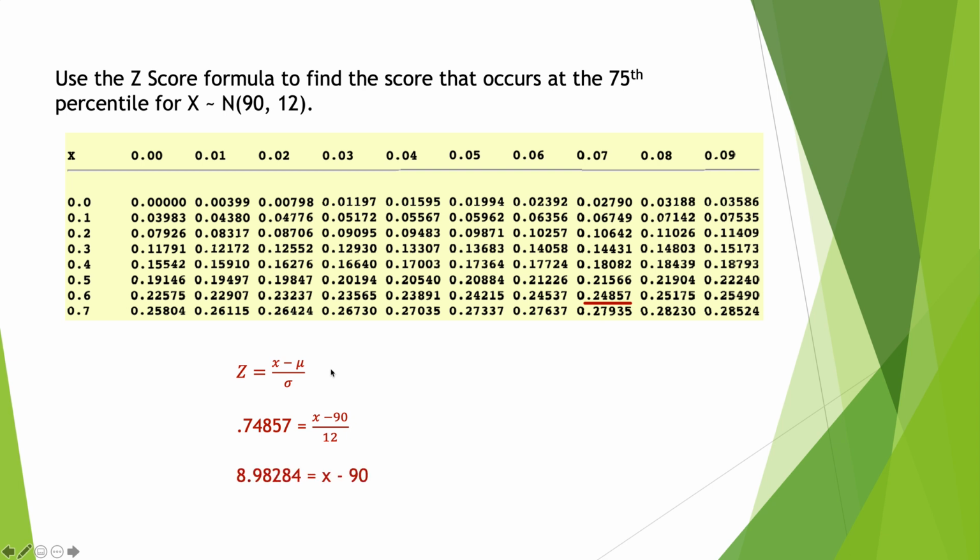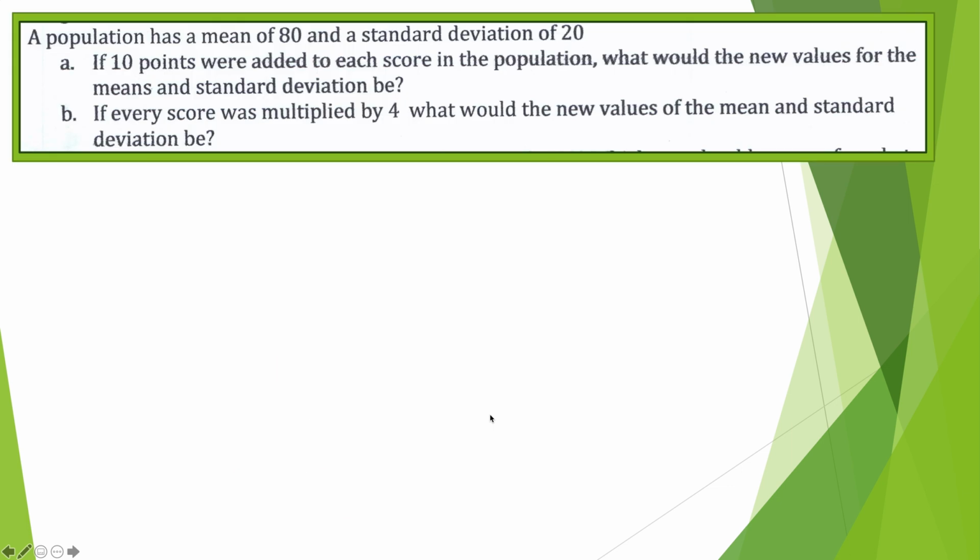Cross multiplying, adding the 90, and I get 98.98284. So that's the score, let's round it off, 98.98 for the 75th percentile. Okay? All right, so we're going to stop at this point, and we will begin the next video with this question.